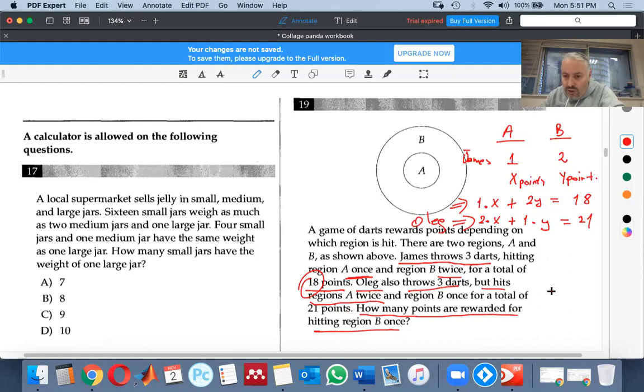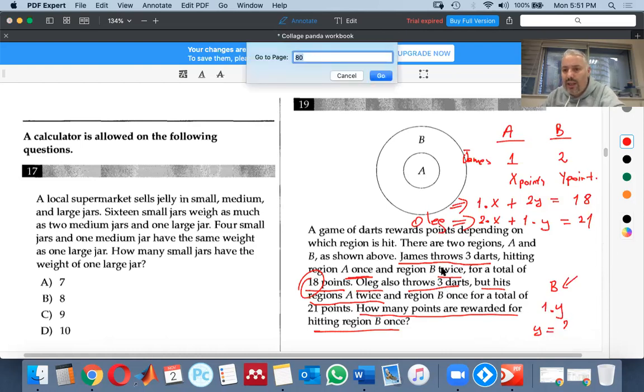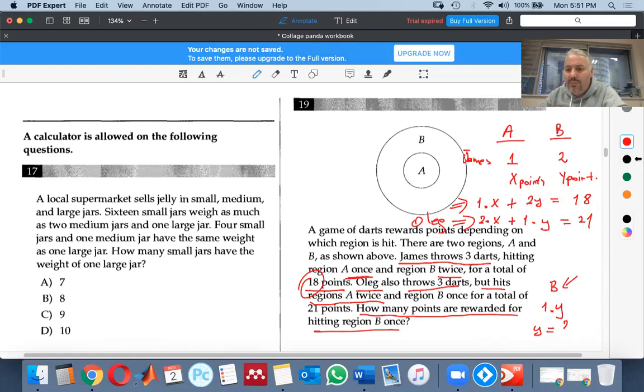So if you hit region B, only 1, what is your point? Region B is what we call the Y point, so 1 times Y. It means that simply, what is Y? This is the question. So how can we find the system? Let me copy it down here. You can use substitution, or even something else.